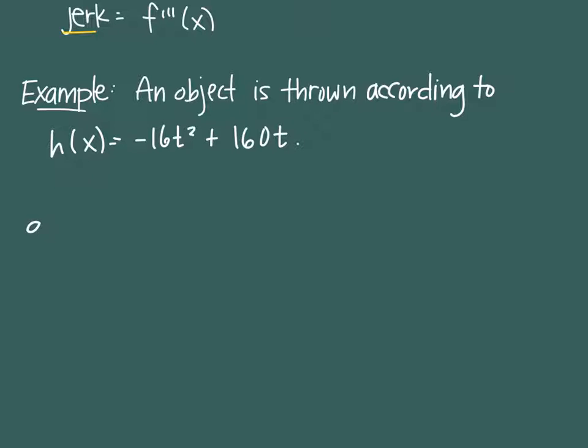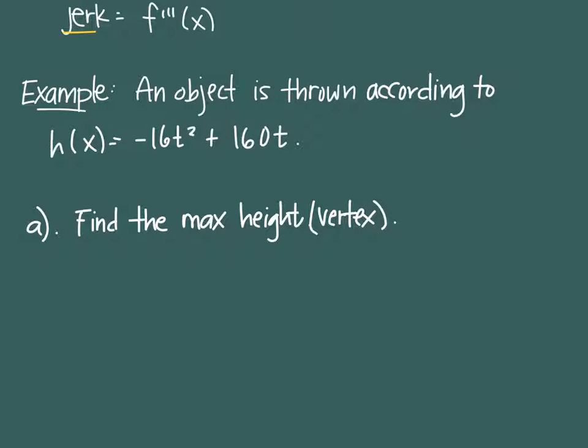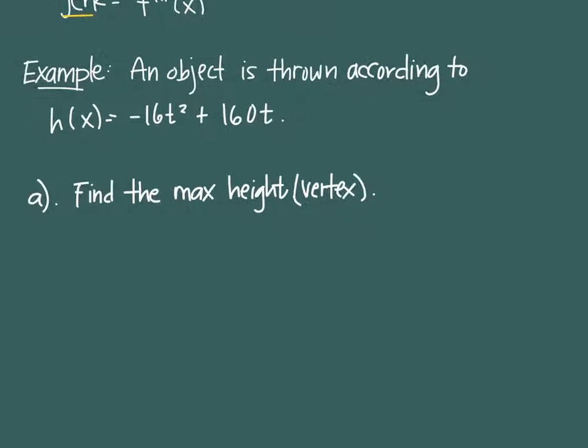All right, so question A, find the maximum height. Give me another way to state that, using a different vocabulary word. Find the what? The vertex. The maximum height is also occurring at the vertex. And like I was talking about with Cassidy earlier, from a physics standpoint, let's think about what is happening to the object at its vertex.